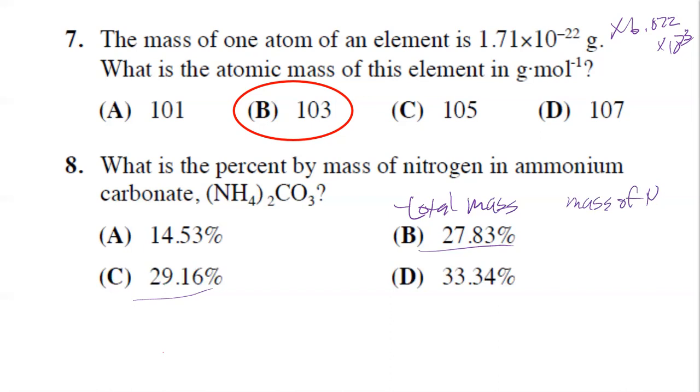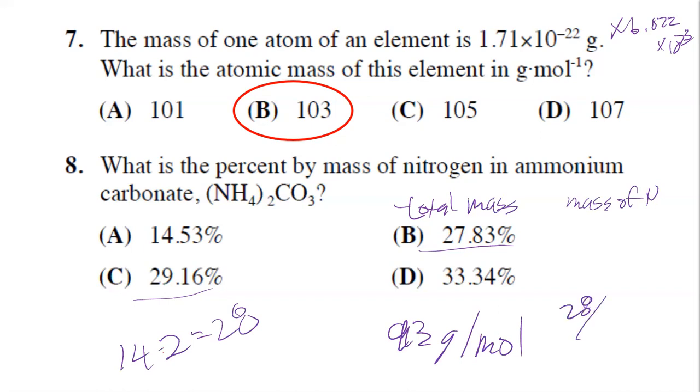So what that means is that when I find this molar mass, I might take 14 for my nitrogen, 4 for my hydrogen, multiply that by 2. So that's 36 plus 12 for my carbon plus 15 times 3 for my oxygen. And I get a mass of 93 grams. I know 14 times 2 is my amount for my nitrogen, so that's 28. And so 28 divided by 93 gives me 30.1, which is right along there.